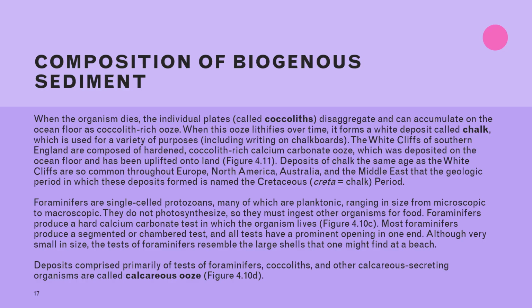So now foraminifers, they are single cell protozoans, many of which are planktonic, ranging in size from microscopic to macroscopic. They do not photosynthesize, so they must ingest other organisms for food. And foraminifers produce a hard calcium carbonate test in which the organism lives. Most foraminifers produce a segmented or chambered test, and all tests have a prominent opening in one end.